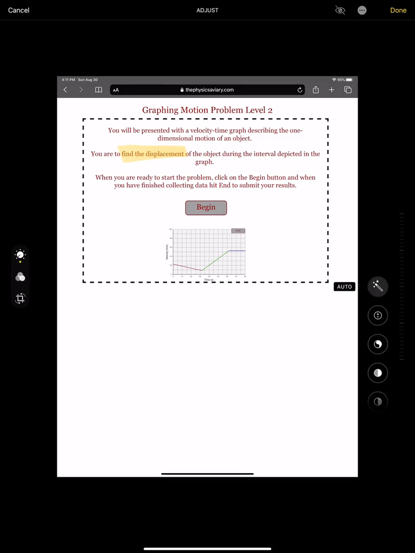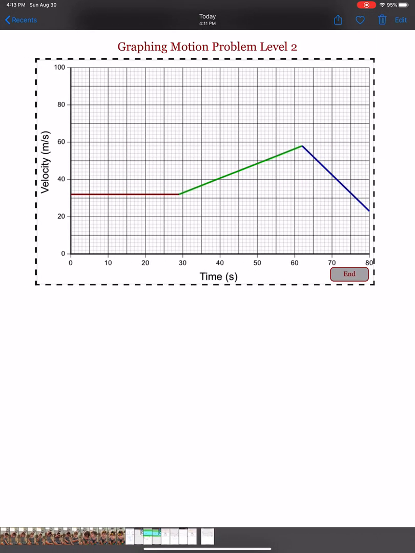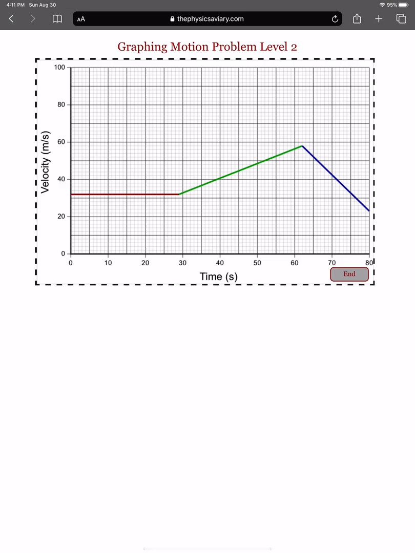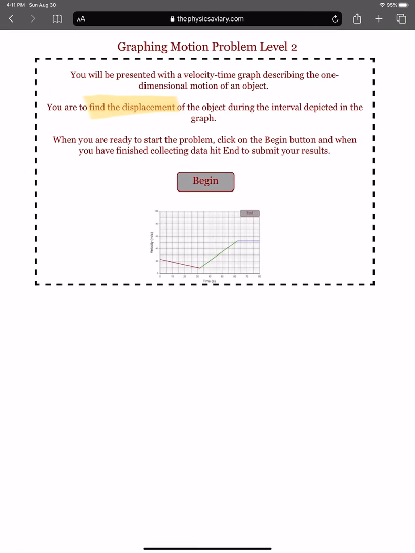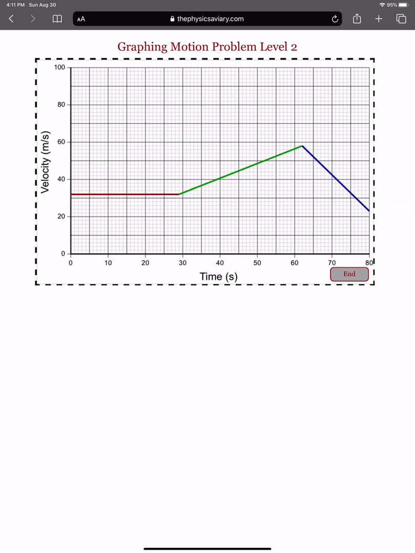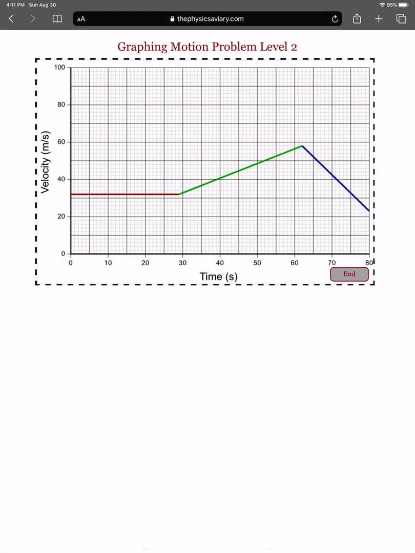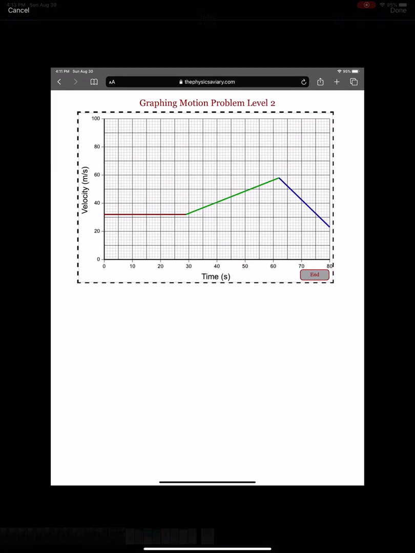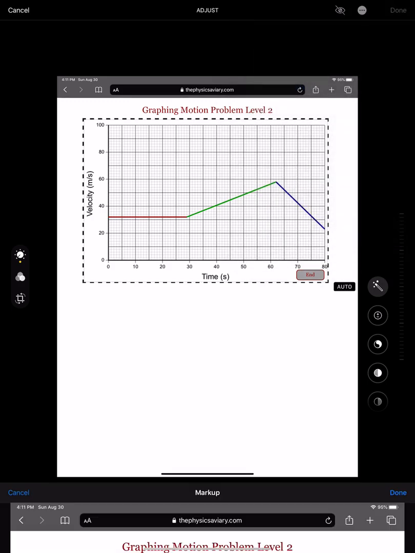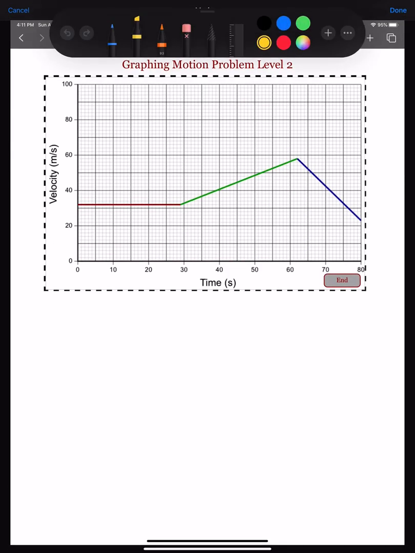So I'm going to go ahead and press done. I'm going to swipe over, and here's the problem. Okay. So we need to find, as the problem stated, the displacement of the object during the interval depicted. So if you recall from your video, that means that we need to find the area under the curve. So let's do that.